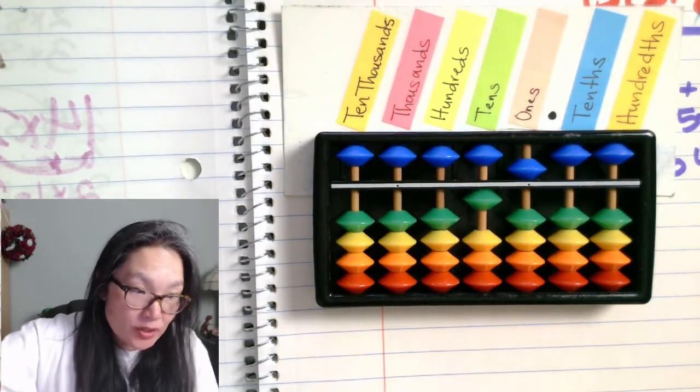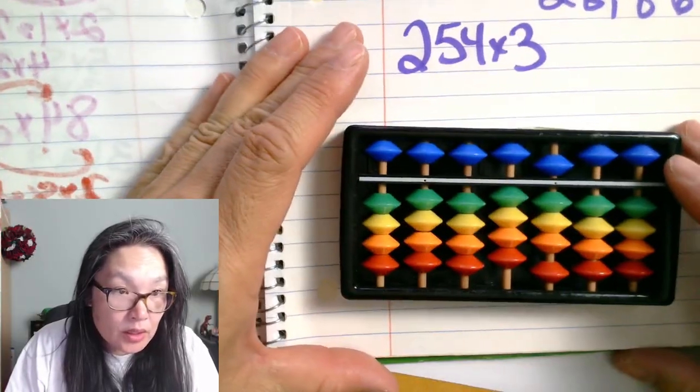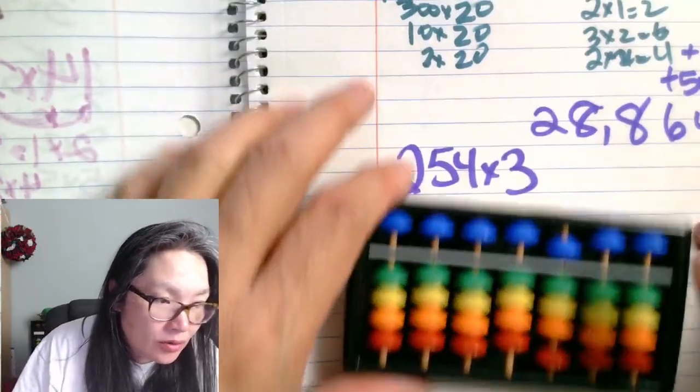Okay, if Dose is not around, we're going to go on to doing multiplication, because some people come in. Oh, you're still here. Oh, okay, good.